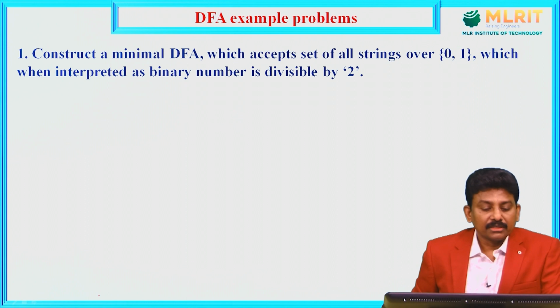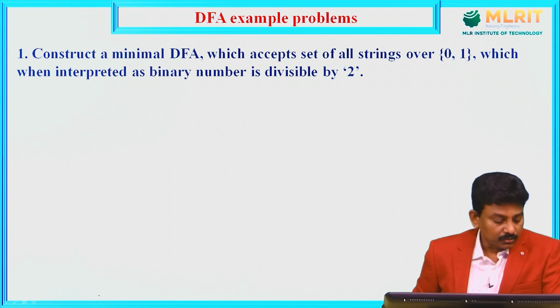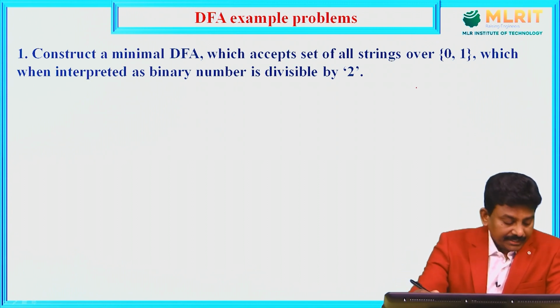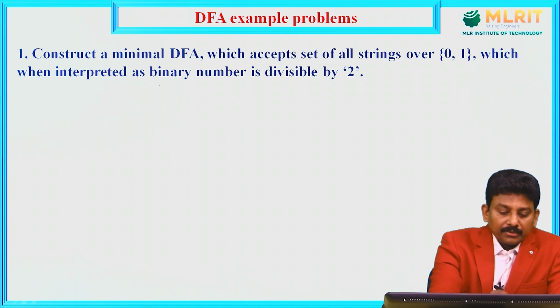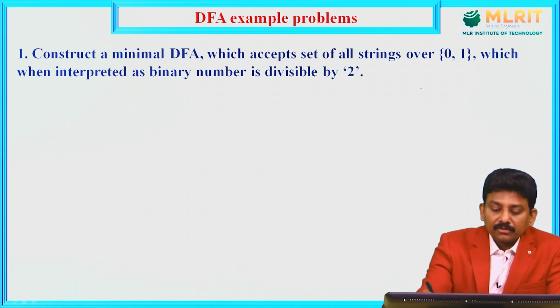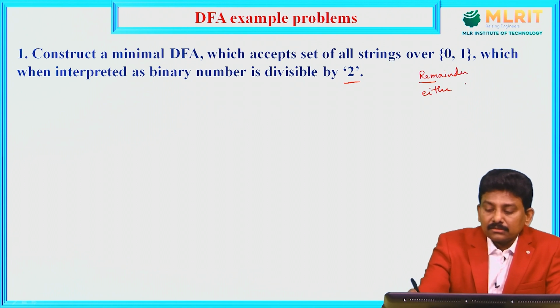Construct a minimal DFA which accepts the set of all strings over 0, 1 which, when interpreted as a binary number, is divisible by 2. If you divide any number by 2, we will get a remainder of either 0 or 1.